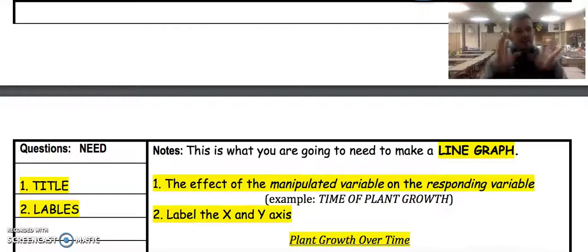Hey, Mr. Fritz here. Now we're going to talk about how to make a proper line graph in science. A lot of similarities to the bar graph. It's going to be a little bit different though. Okay, so what's the first thing you need to do?